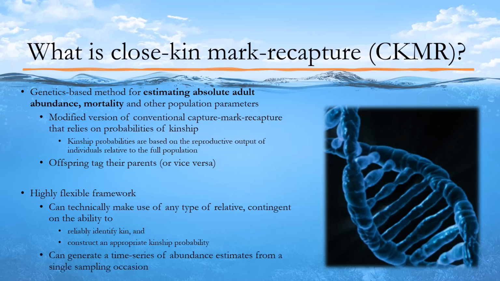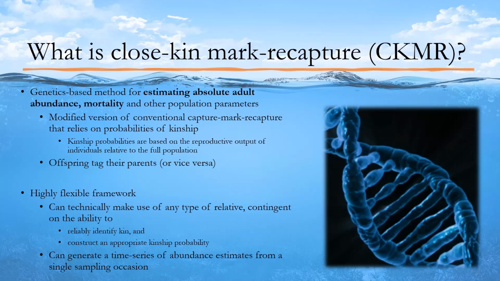In addition, CKMR can generate a time series of abundance estimates from a single sampling occasion. This is because in CKMR, abundance estimates are backdated to the birth years of the sampled individuals. This is a key point that will come up several times. The most important unit of time in CKMR is the birth years that are represented in our samples. So when we think about CKMR and the relevant time units, we should think in terms of birth years more so than capture years.